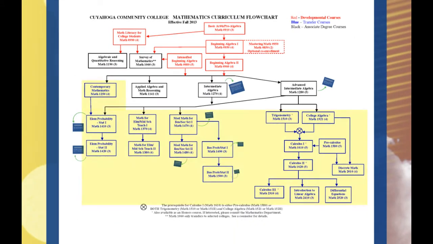Anything on the flowchart that is colored blue will transfer. Math 1270 and Math 1280 may transfer, but they are not guaranteed to. We tell students to ensure that the college they are going to next will accept those courses. In this video, we'll focus more on liberal arts mathematics, which are in blue at the bottom left of the flowchart. Let's begin with Math 1370 and Math 1380.